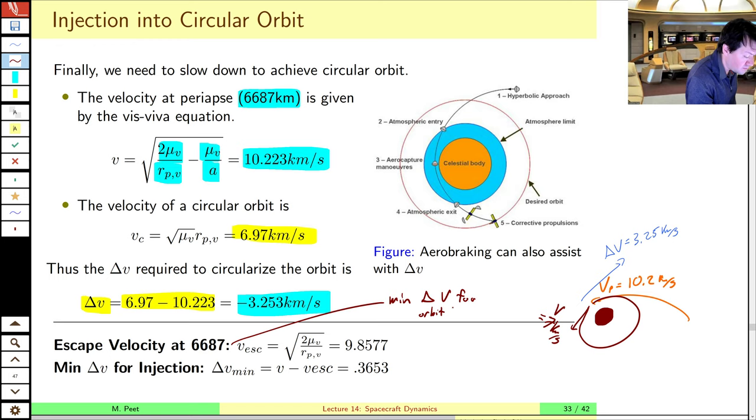So that's the case where all you want is your energy to be zero, basically, with respect to Venus. So you're in some kind of elliptic orbit, a very high eccentricity orbit. We replace this 10.2 with 9.8. It's not buying us a lot, but that's okay. And so actually in this case, we get that the injection velocity is 0.36.